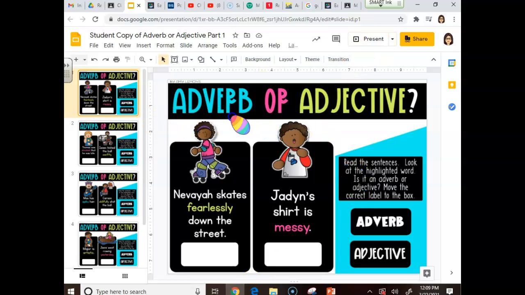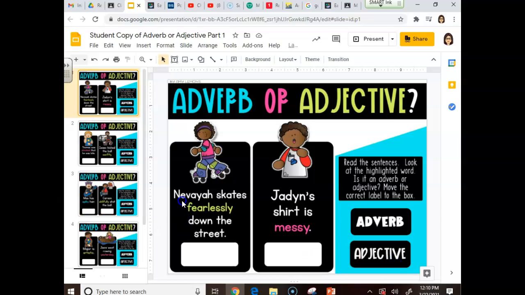All right, we have an activity called adverb or adjective. It says read the sentences. Look at the highlighted word. Is it an adverb or adjective? Move the correct label to the box. All right, so one sentence is going to have an adverb highlighted. One sentence will have an adjective highlighted. We have to figure out which one.